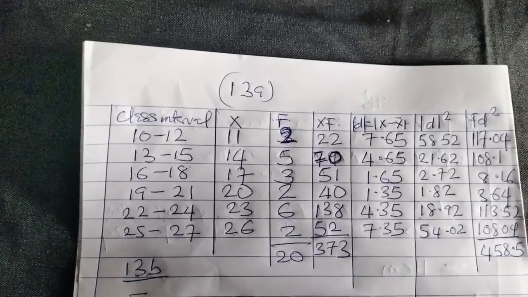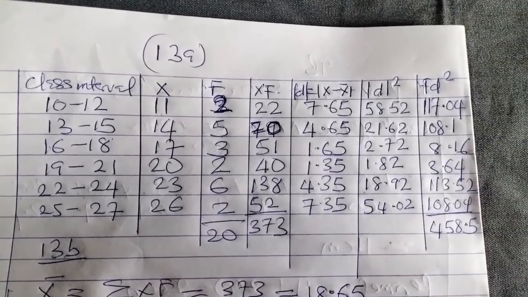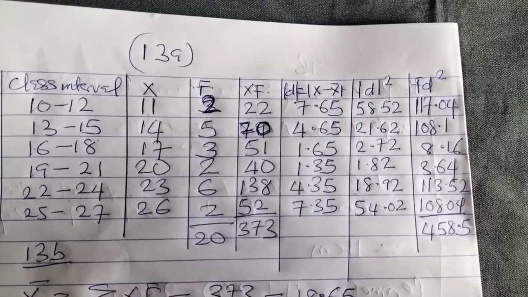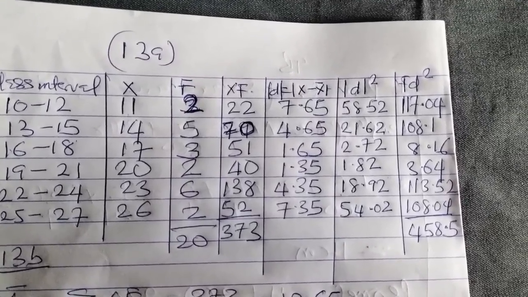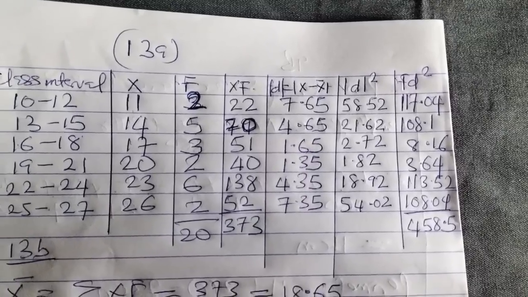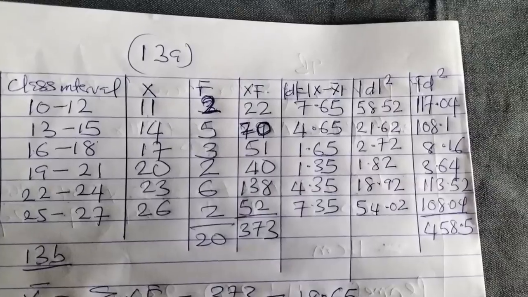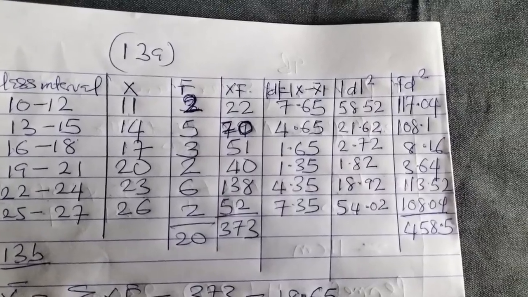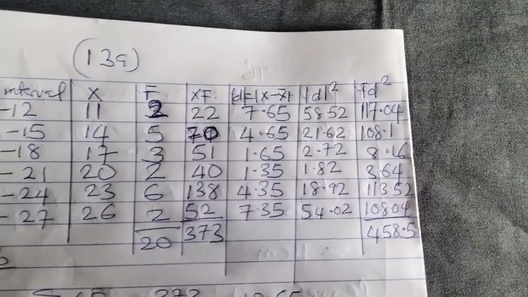So we have 13A with the frequency table, the columns: class interval, X with the mid value, F frequency, FX which is the X times F. Then we have the deviation, the absolute value of the deviation, which we obtain by using X minus mean, absolute value. They will have the square of the absolute value. They will have FD squared.